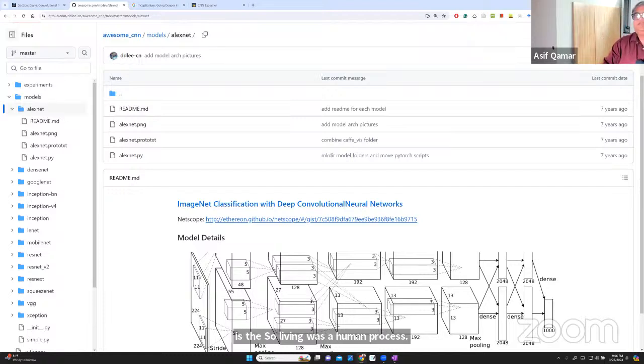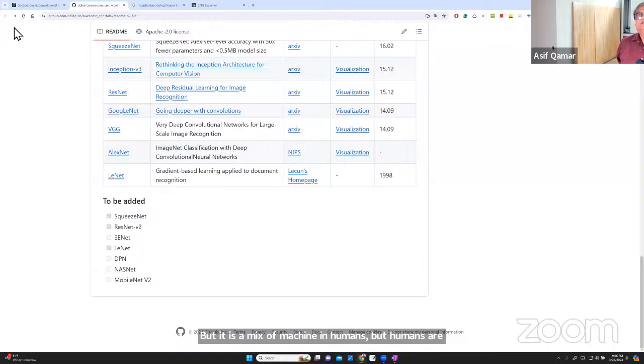Today we try to cheat a little bit. We try to make the machines label the data as far as possible. Right? It is a mix of machine and humans, but humans are always there. Labeling is a very expensive process. There are entire companies which make their livelihood by simply labeling data.